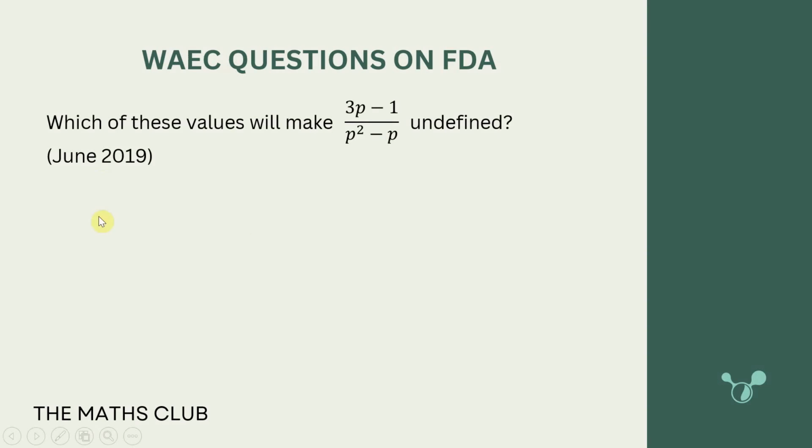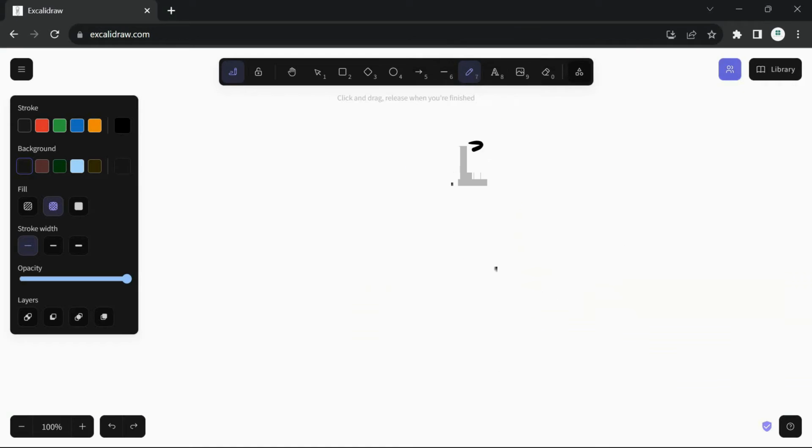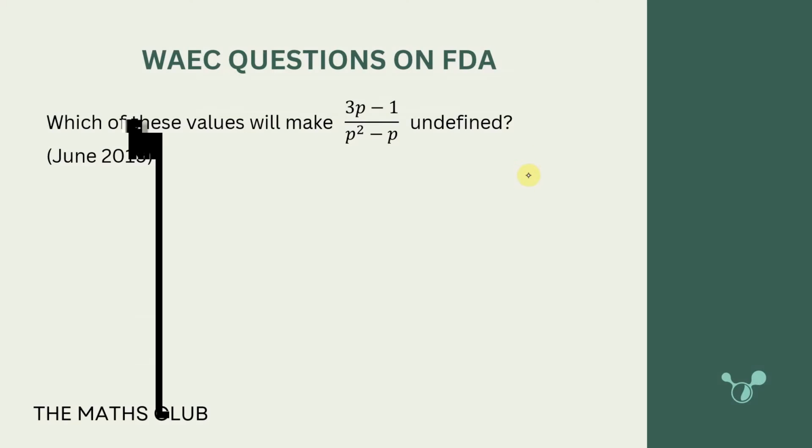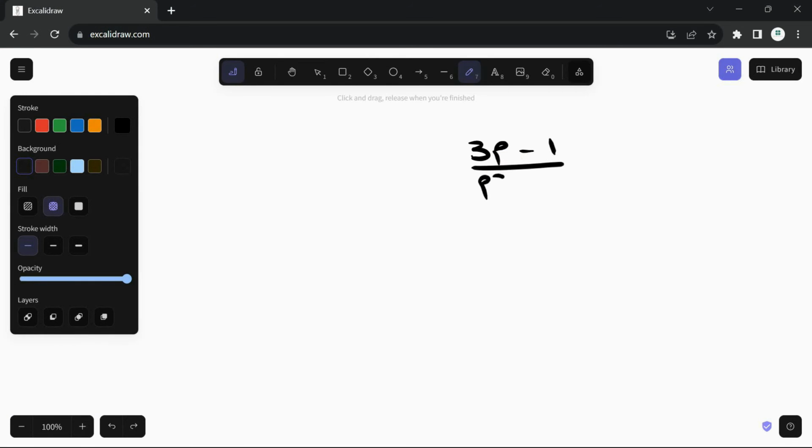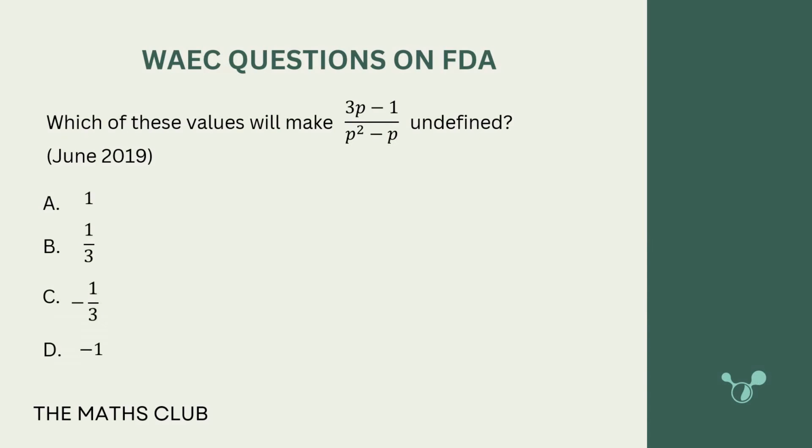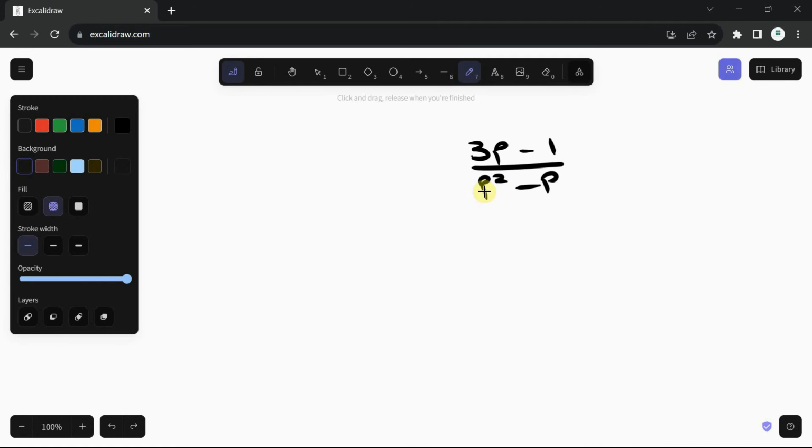So look at this question. It says, which of these values will make this guy to be undefined, right? (p - 1) all over p squared minus p. So for us to find the value that will make this guy undefined, this bottom must itself be equal to 0. So that is p squared minus p is equal to 0, right?